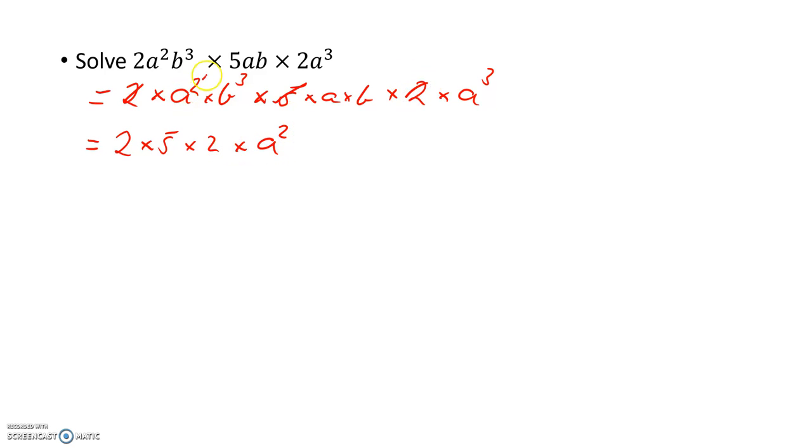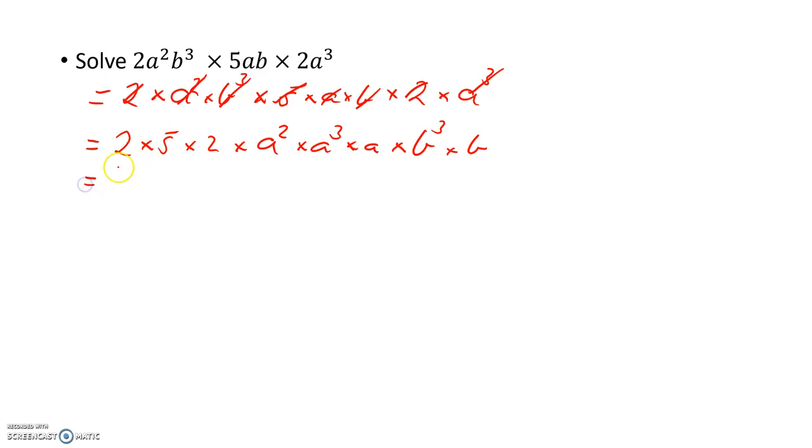I've got an a squared. I've got an a cubed. And I've got an a. And I've got a b cubed and a b. Good thing to cross them out as you're going, because that way you know you've used every single part.